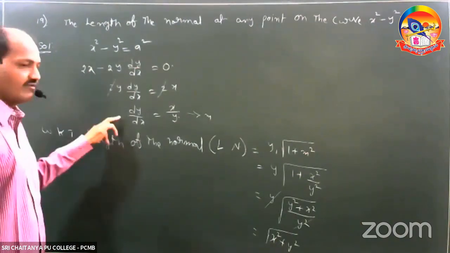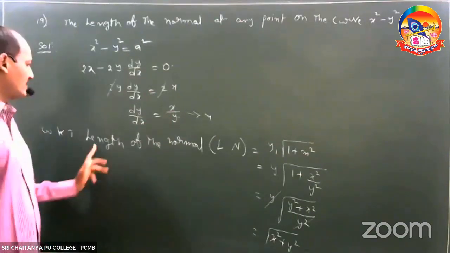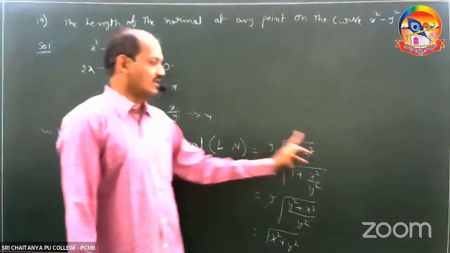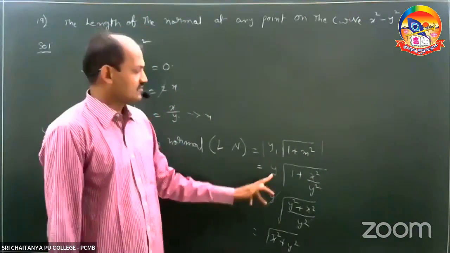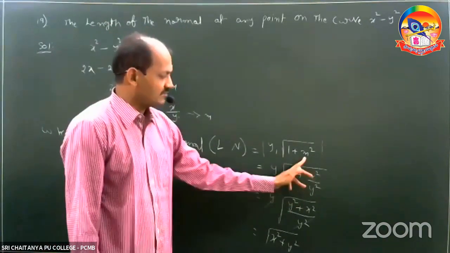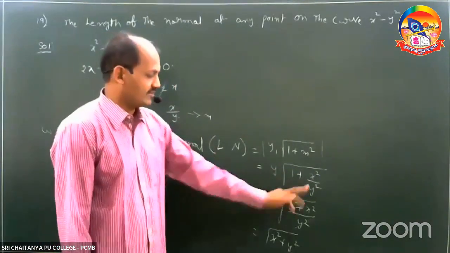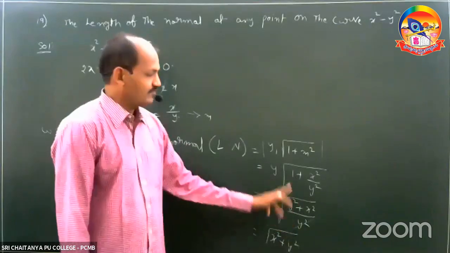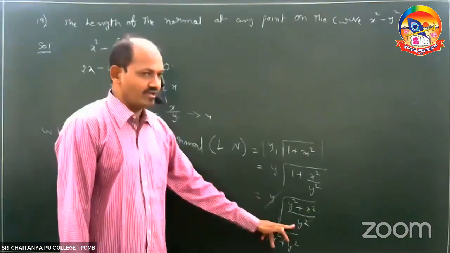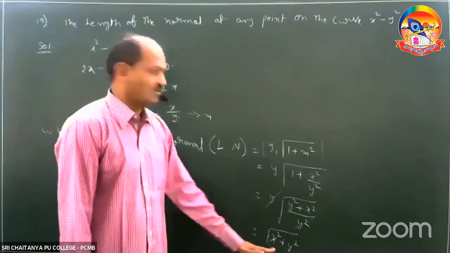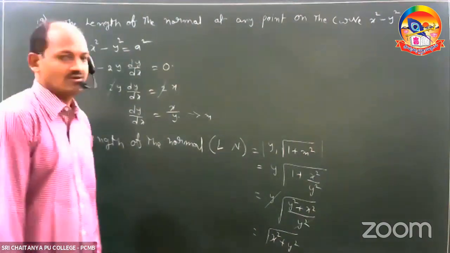So for the given curve, on differentiating, we get the slope of the curve as x by y. Now the length of the normal formula is modulus of y1 root of 1 plus m square. Here y1 means y. So y root of 1 plus m square, where m is the slope x by y, so x square by y square. Taking LCM, that is y square plus x square divided by y square. Root y square is y, divided by y, removed. Then we get root of x square plus y square. It is the length of the normal to the curve x square minus y square is equal to a square.